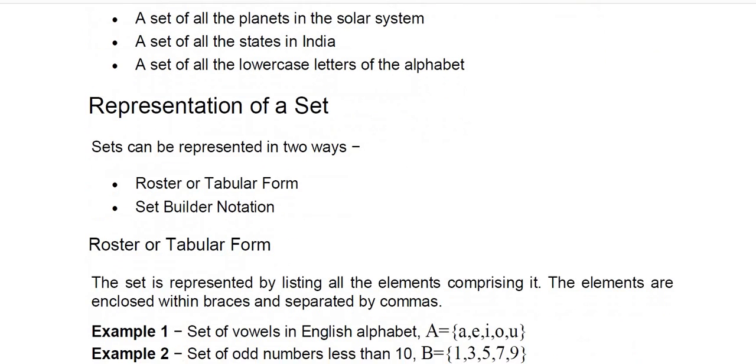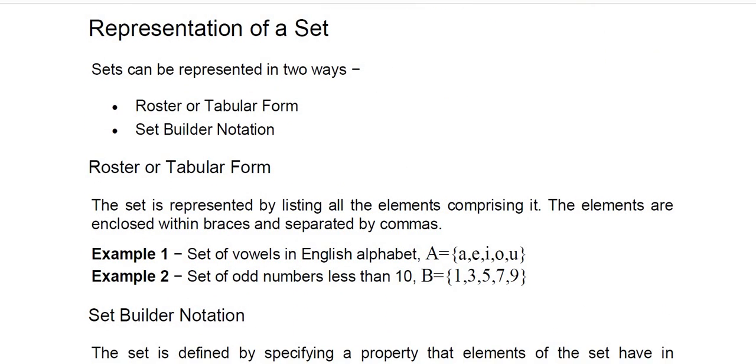Now, how can a set be represented? So a set can be represented in two ways. First one is roster or tabular form. And the next one is set builder form. So in tabular form or roster form, a set is represented this way. Say a set of all vowels. Set of vowels in the English alphabet, A, E, I, O, U. So this is represented in roster form in this way.